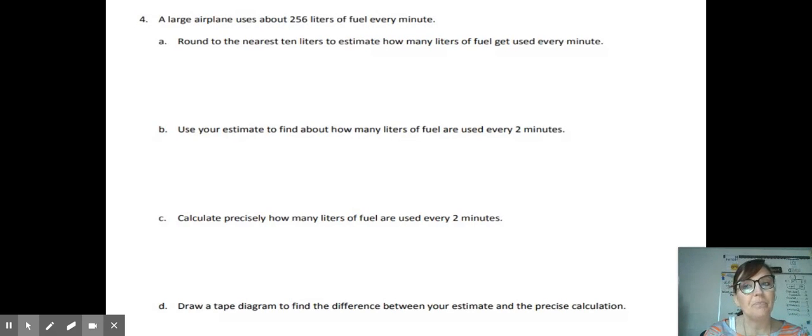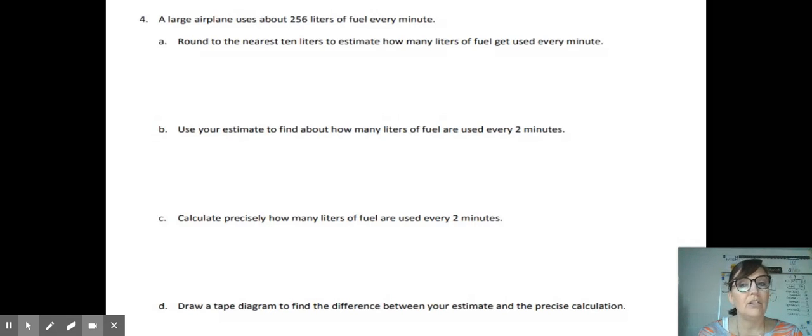Number 4. A large airplane uses about 256 liters of fuel every minute. Round to the nearest 10 liters. What place value? The tens place. And estimate how many liters of fuel gets used every minute. Rounding 256 to the nearest tens place.